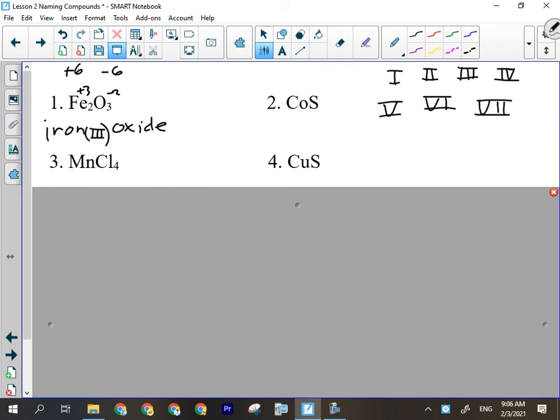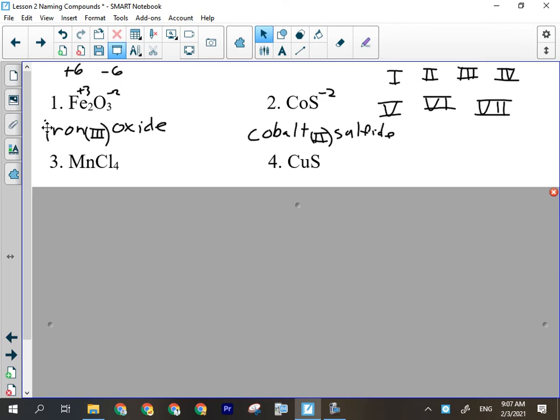All right, for number 2 here, I've got cobalt and sulfur. So it's going to be cobalt something sulfide. I need to look at cobalt. Cobalt can be a 2 or a 3. Sulfur is always a -2. So what is the cobalt got to be then? 2. Right. So this is cobalt 2 sulfide. Now we've really done 3 and 4 as well. I'll give you a minute here and then we'll do 3 and 4.